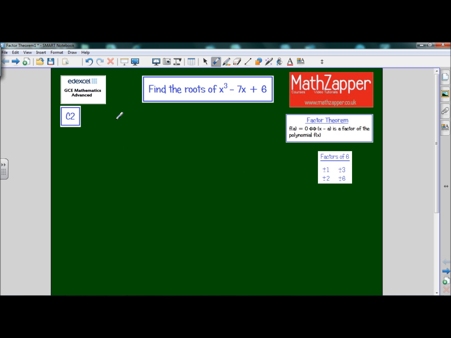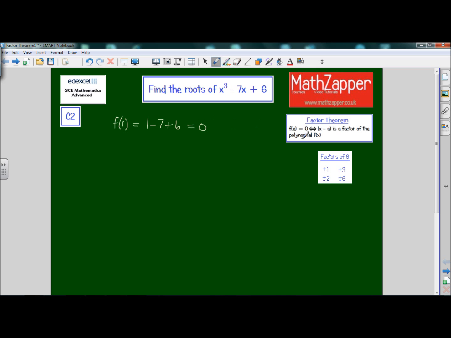So we'll try f of 1. Now what we're doing here is we're plugging 1 into the equation. Where there's an x, it becomes 1. So 1 cubed is 1, minus 7 times 1, which is 7, plus 6, which is a constant. We add all those up, it gives us the answer 0.